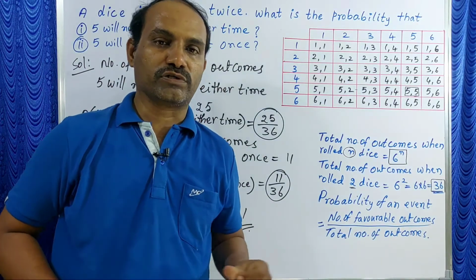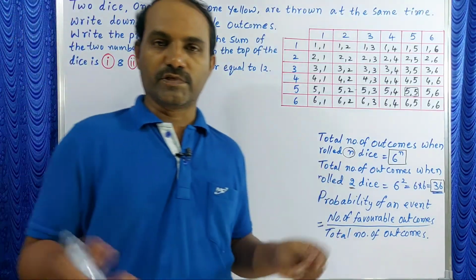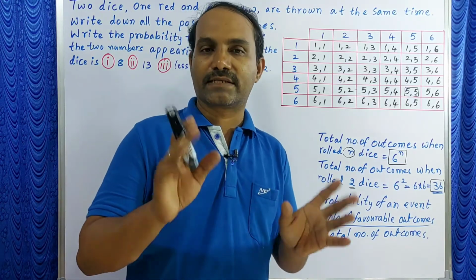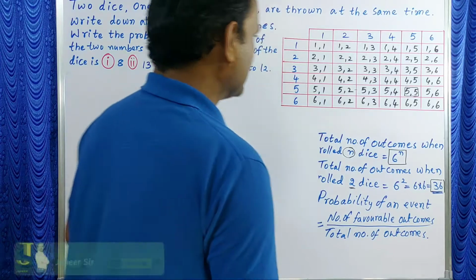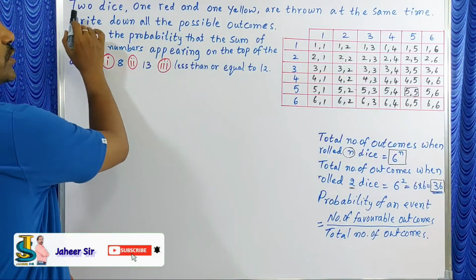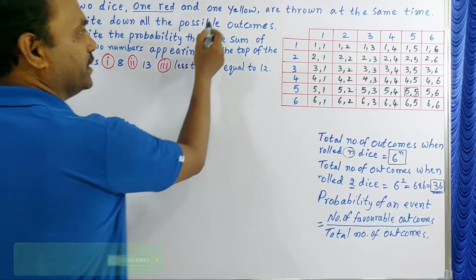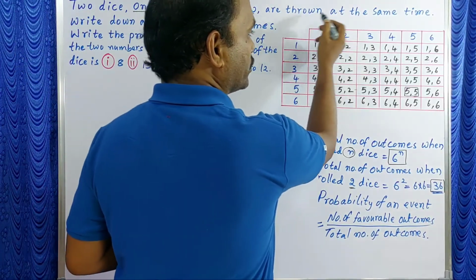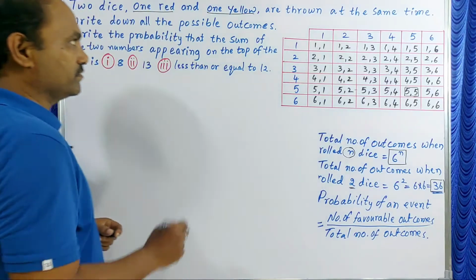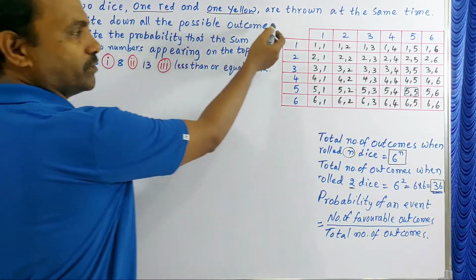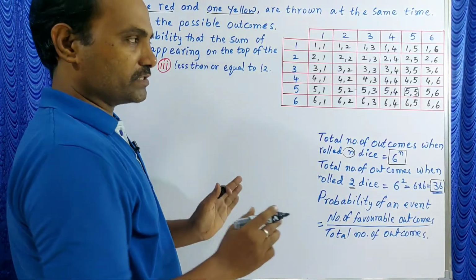Let us check one more question. Yes students, again one more question. This one is an example question from 10th class. Look at the question once. 2 dice, one red, one yellow, are thrown at the same time. Then write down all the possible outcomes. You should write all the possible outcomes.